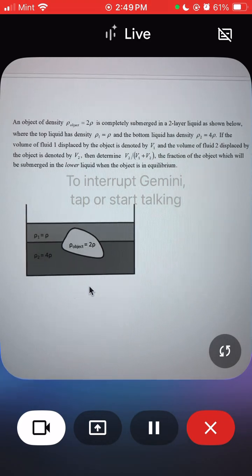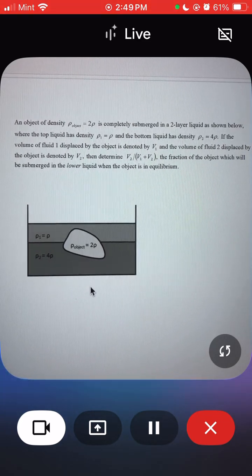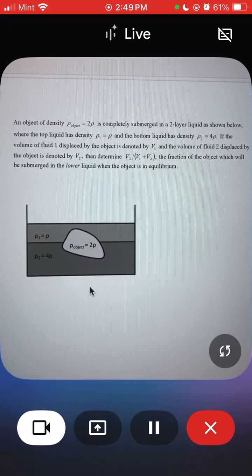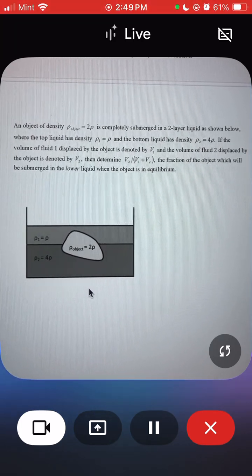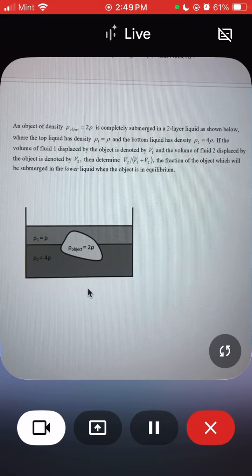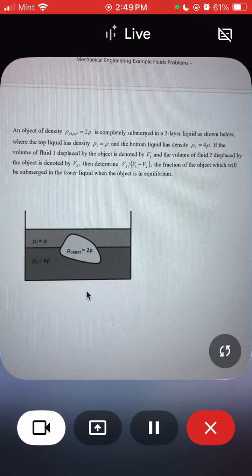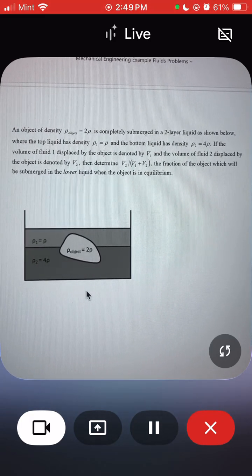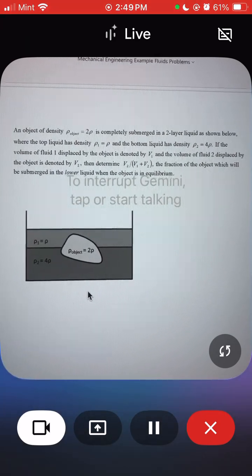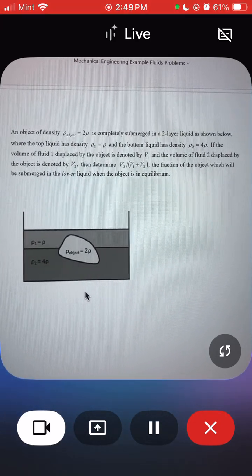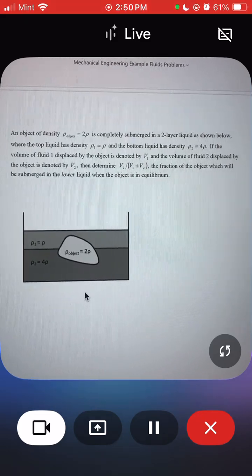You're right. We're solving for V2 over V1 plus V2, which is the fraction of the object submerged in the lower liquid. We're getting close. Do you want to work through the algebra together? Oh, basically just the ratio we're looking for. Exactly. It's the ratio of the volume in the lower liquid to the total volume of the object. Ready to solve for it? Yeah. How about I do it first and you tell me if I'm doing anything wrong?